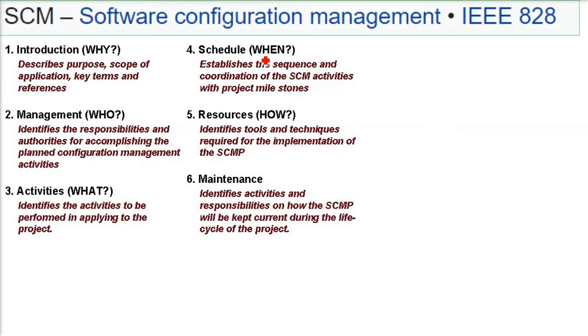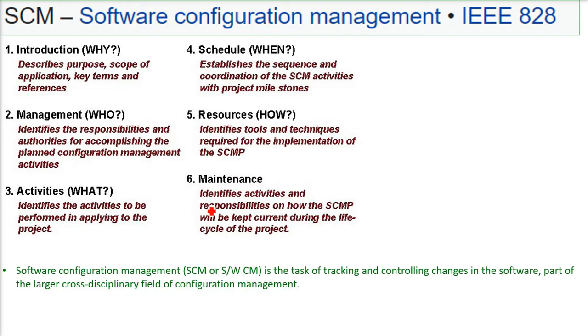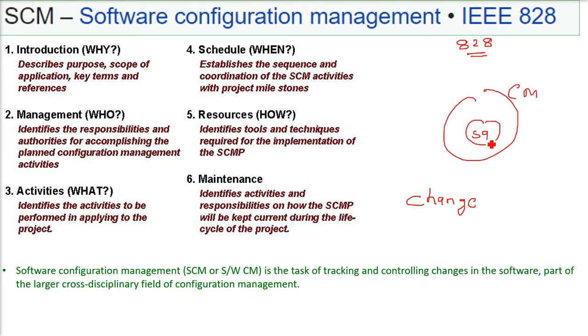Then comes Software Configuration Management, IEEE 828. Software Configuration Management is all about change. If you want to remember, 828 is SCM. Software Configuration Management is the task of tracking and controlling the changes in the software. This is a part of a bigger discipline, a large cross-disciplinary field, which is configuration management.